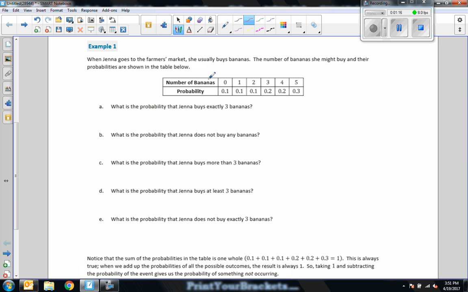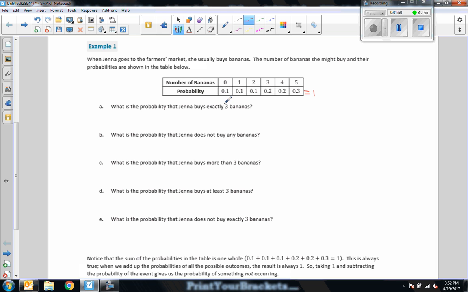Okay, so we have the number of bananas, 0, 1, 2, 3, 4, 5, and the probability of getting 0 bananas is 1/10 or 0.1. Probability of getting 1 banana is 1/10, 2 bananas 1/10, 3 bananas 2/10, 4 bananas 2/10, 5 bananas 3/10. The running totals are 1/10, 2/10, 3/10, 5/10, 7/10, 10/10. So this bottom row adds up to 1 or 10/10.